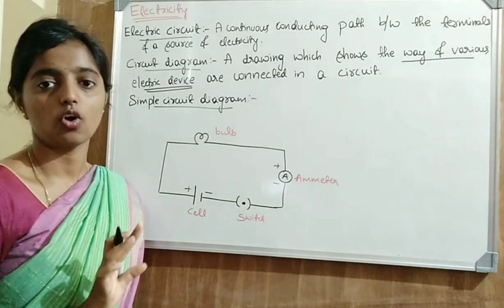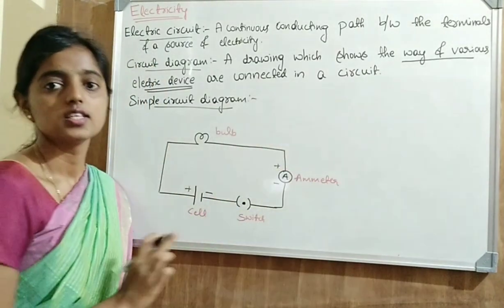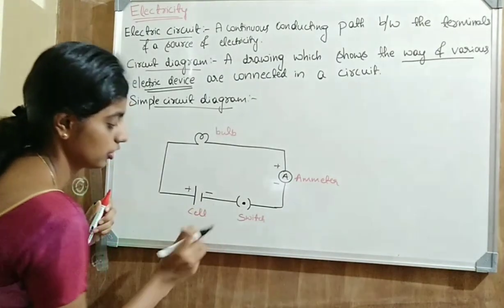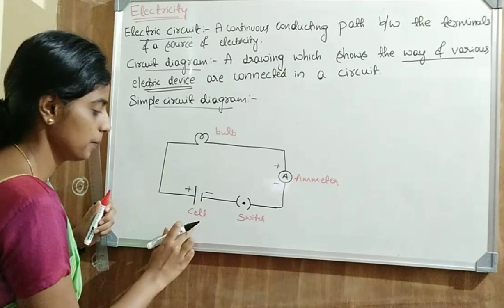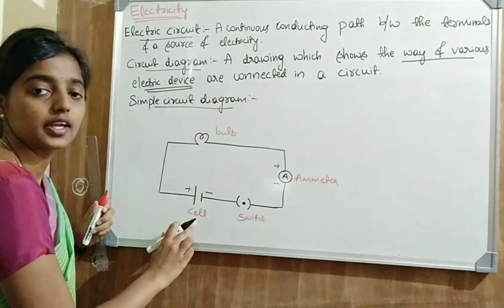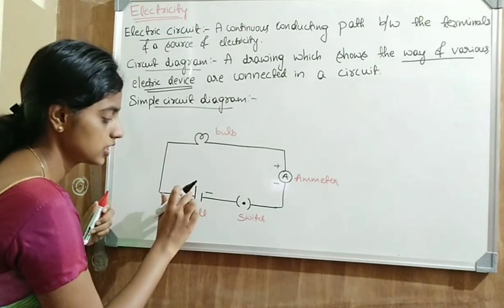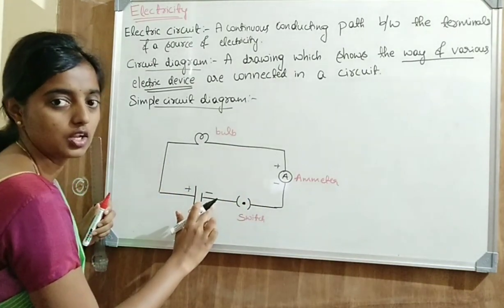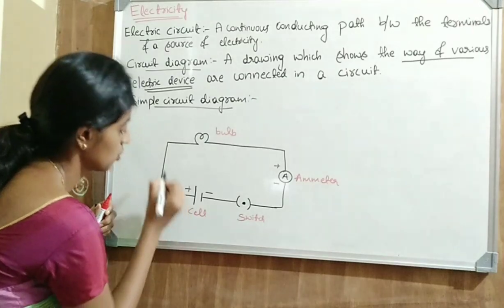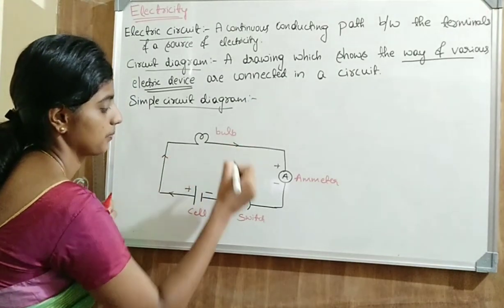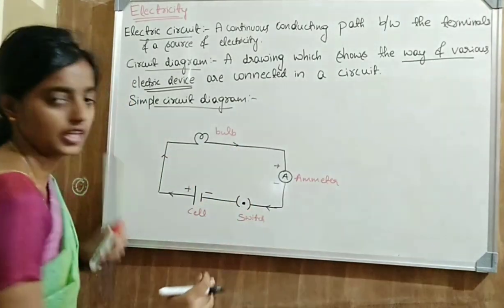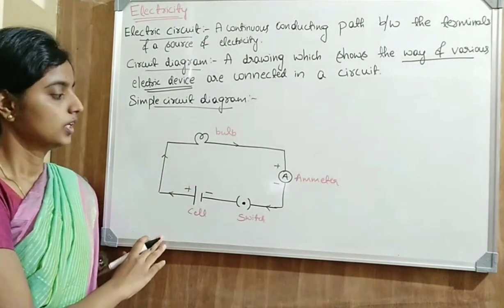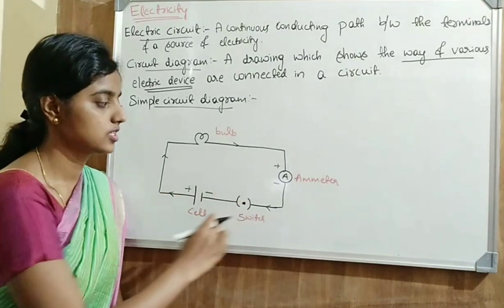Now you need to concentrate that in a circuit we have one positive terminal and one negative terminal in a cell or a battery. Always remember, current starts flowing from the positive terminal of a battery and reaches back to the negative terminal. So direction will be shown like this. Right? This is a simple circuit diagram.